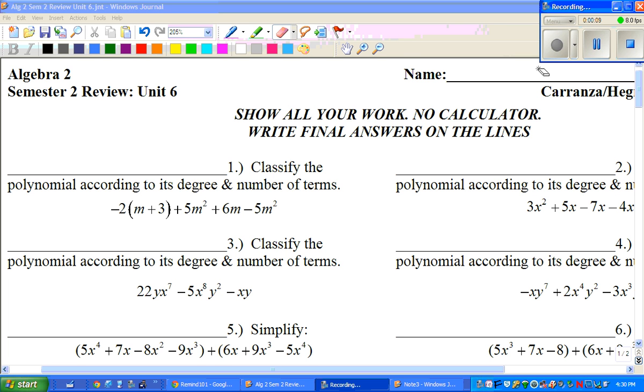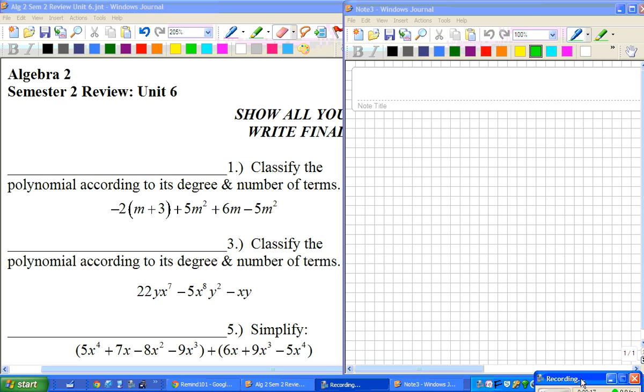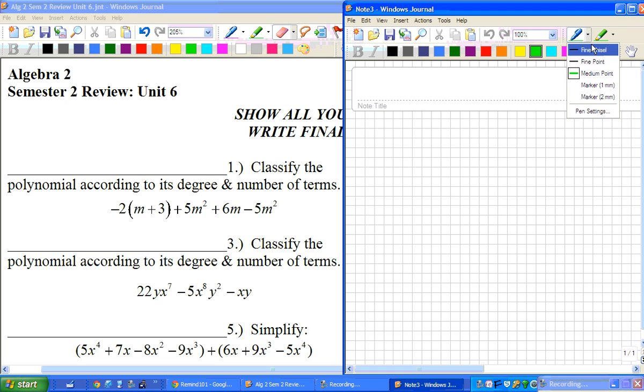Remember to show all your work, no calculator, and write your final answers on the line. Now, since some of this space is kind of tiny, I'm actually going to be using a separate sheet of paper to show my work. Okay? So, the first one we're on is number 1. And it says that we need to classify the polynomial according to its degree and number of terms.